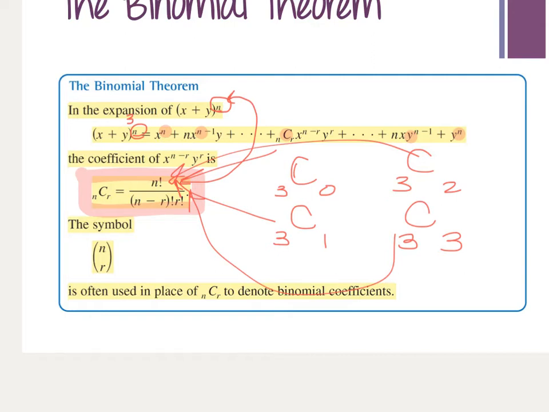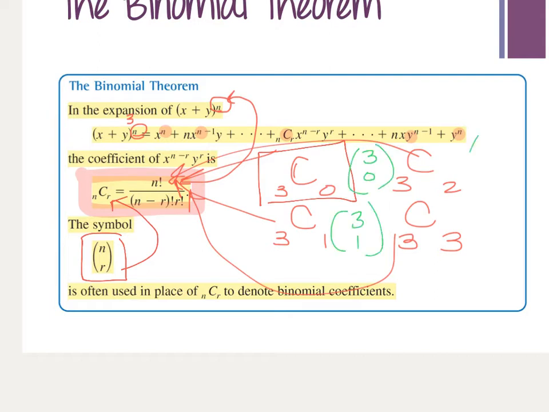The other thing is this little notation is the same as that notation. So if I wanted to find C, N being 3, R being 0, I can also write it as 3, 0, with N on the top, R on the bottom. So those mean the same things. The number N goes at the top, R goes at the bottom. And this is why we're following these last couple of sections, because we just talked about factorials, right?